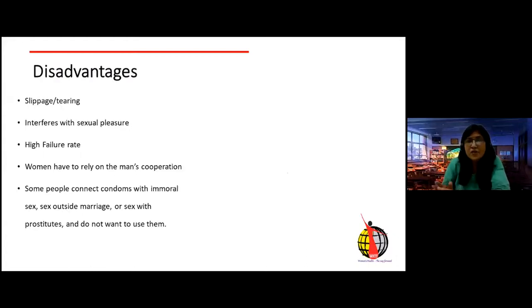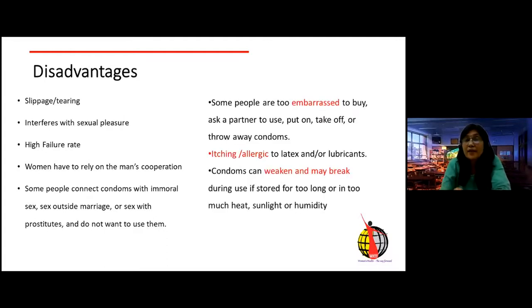Disadvantages like slippage, tearing, interferes with sexual pleasure, high failure rate. In the typical use, there is a high failure rate, and women have to rely on the man's cooperation, and sometimes condoms are connected with immoral sex. That's why people don't want to use it. People may be embarrassed to use it. Disposal may be a problem, itching, allergy. And you should remember that if they are stored for too long or not properly stored, then they may be weakened and have a high failure rate. So these are the disadvantages.